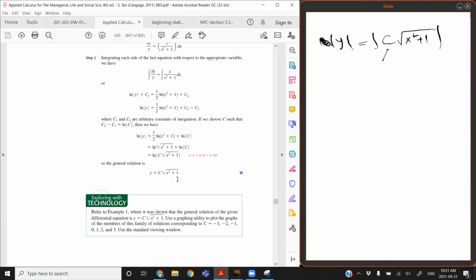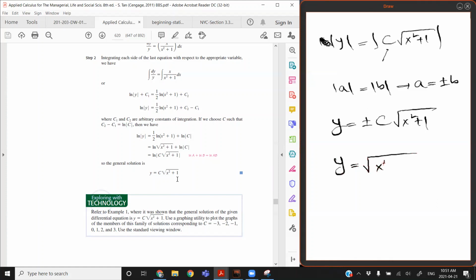Since c here is an arbitrary constant, it could be positive or it could be negative. In general, if I have absolute value of a is equal absolute value of b, that would mean a is either plus or minus b. So this could mean that y is either plus or minus c root x squared plus 1. However, since c is an arbitrary number, it could be positive, it could be negative. It really doesn't matter to put that plus or minus. So I can say my solution is y equals c times root x squared plus 1.